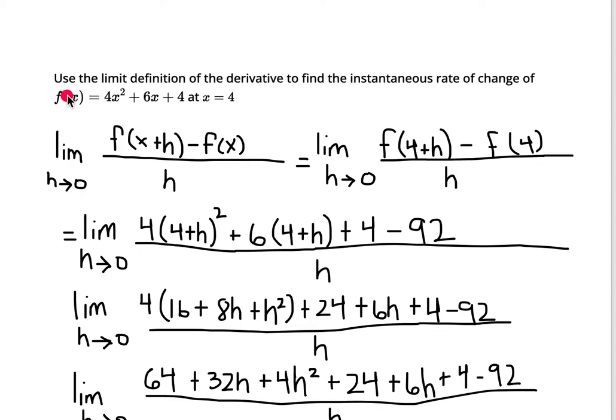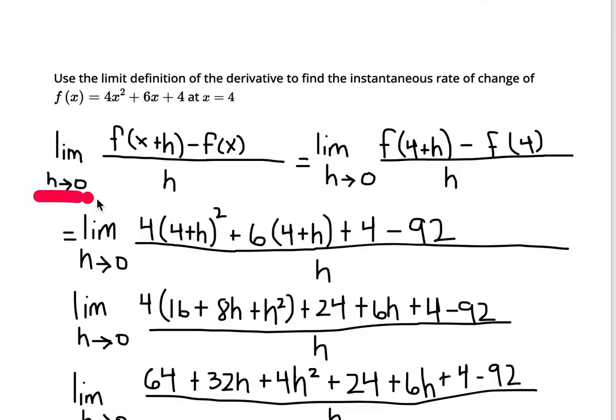In this example, we're going to use the limit definition of the derivative to find the instantaneous rate of change of this quadratic function, 4x squared plus 6x plus 4, at x equals 4. What this means graphically is if I find the tangent line on this function at x equals 4, what we get for our answer here would be the slope of that tangent line. The slope of the tangent line at a specific point is the instantaneous rate of change at that point.